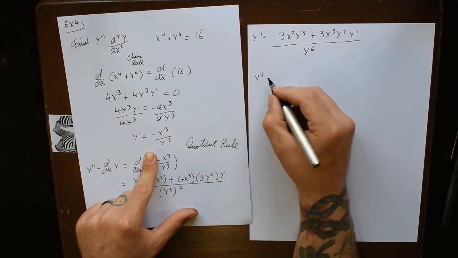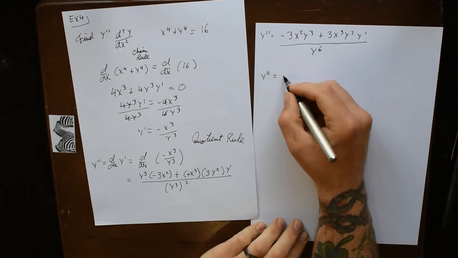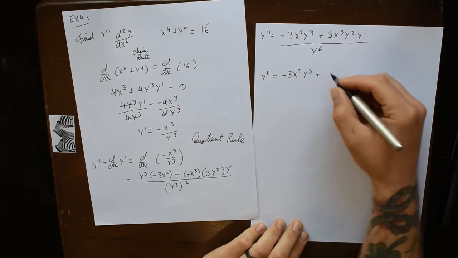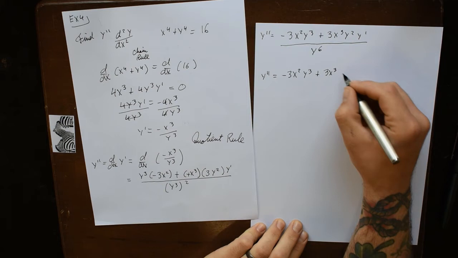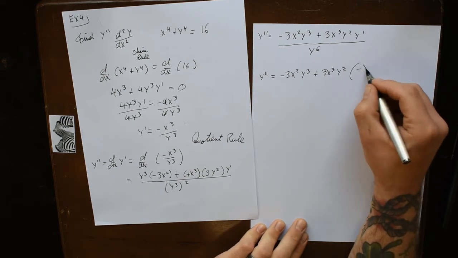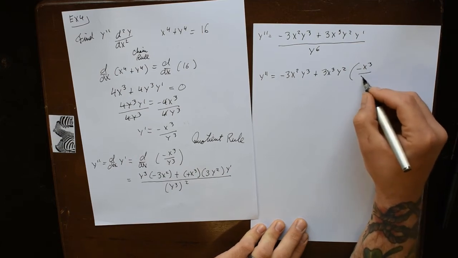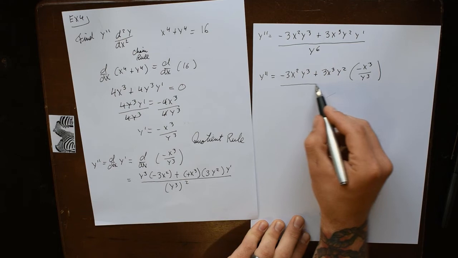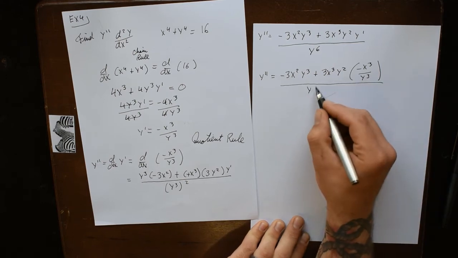Y double prime is equal to negative 3x squared y cubed plus 3x cubed y squared. Y prime is negative x cubed over y cubed, all divided by y to the sixth.